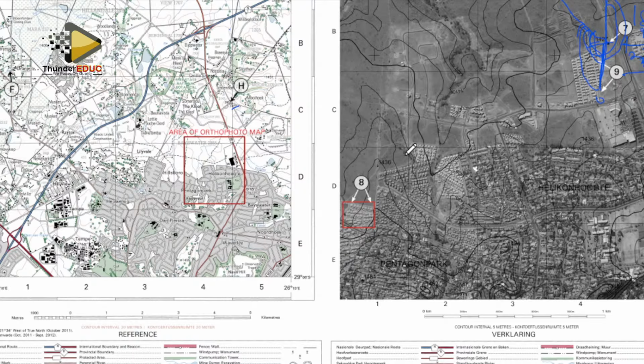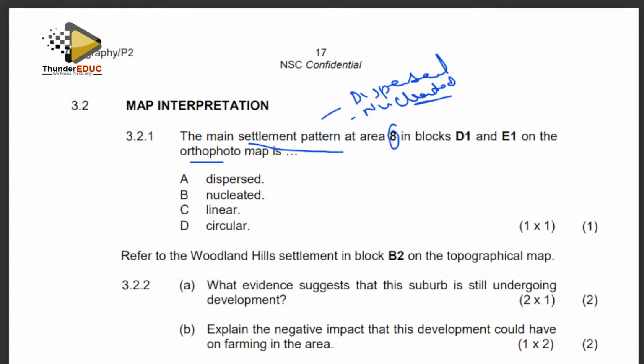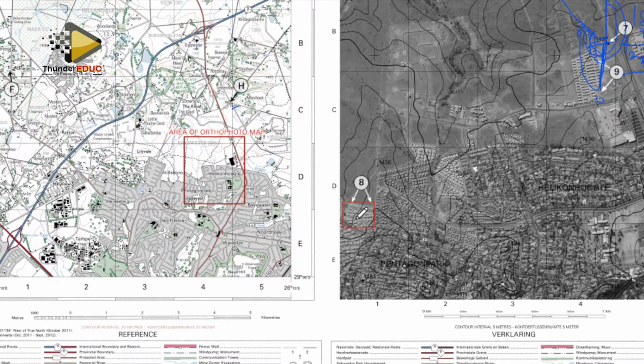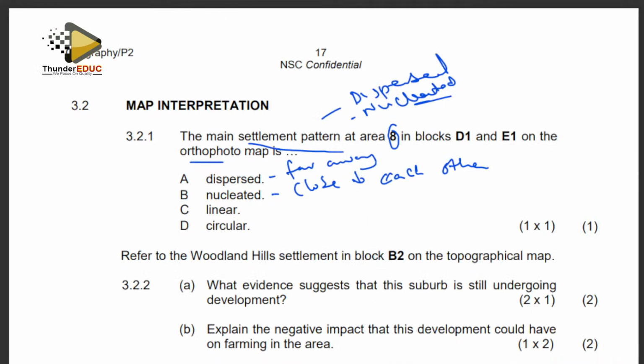Are they close to each other or are they far away from each other? You remember nucleated, we said, is close to each other. This one means settlements are close to each other, whereas dispersed settlements are far away from each other. When you look at our map here, 8 here, you can see that these are houses that are close to each other. Therefore, it is nucleated.